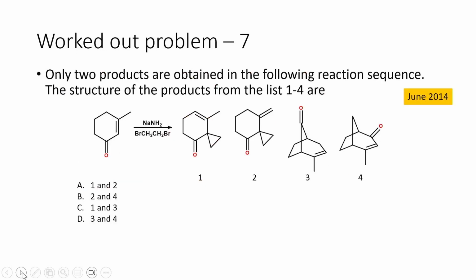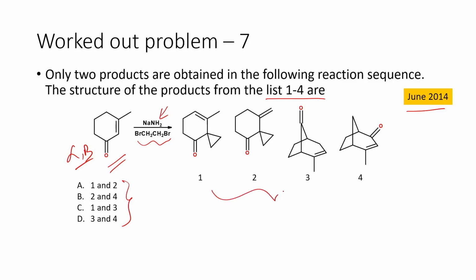Let us move on to the next problem. This problem appeared in June 2014. Only two products are obtained in the following reaction sequence. The structures of the products from list 1 and 4 are given here, with four different combinations. This is an alpha beta unsaturated carbonyl compound. This is treated with sodamide, and 1,2-dibromoethane is also used in one of the steps.